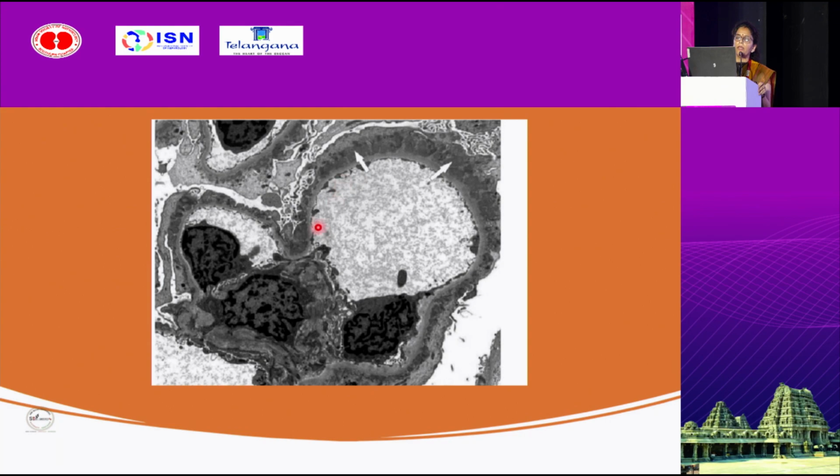So coming to the electron microscopy of membranous nephropathy, this is a glomerular capillary lumen showing gray colored, small, electron dense subepithelial deposits. In between, GBM spikes are there, intervening spikes.